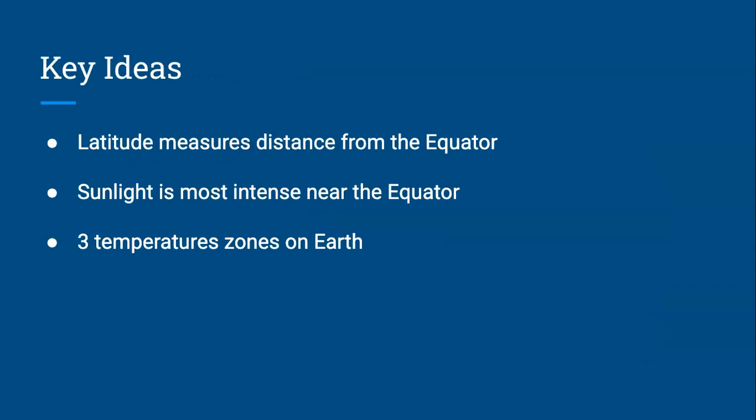And that takes us to our key ideas. First, latitude is simply a measure of the distance from the equator. Next, sunlight is most intense near the equator, or the most direct near the equator. And finally, because sunlight is different, we have 3 temperature zones on Earth.